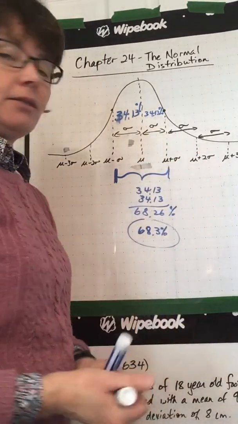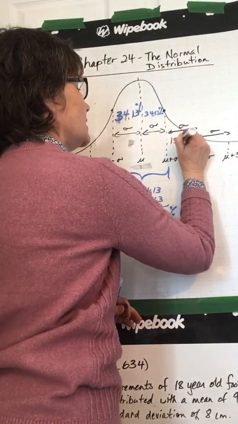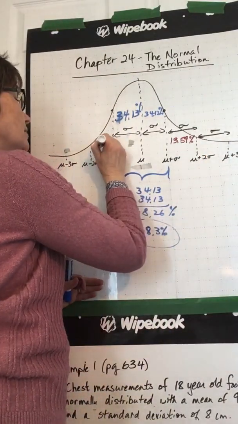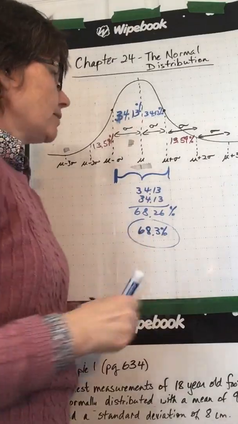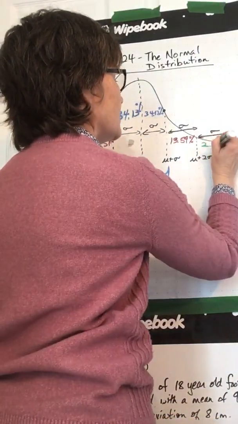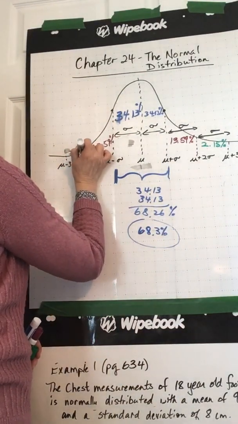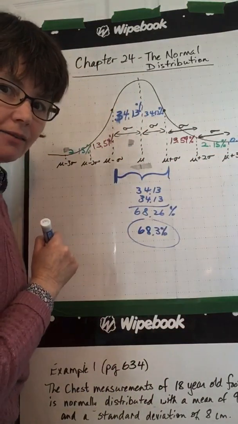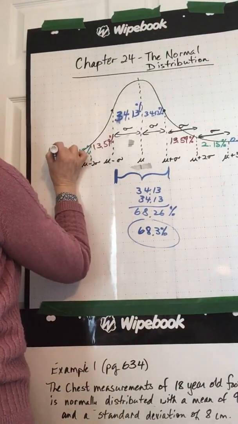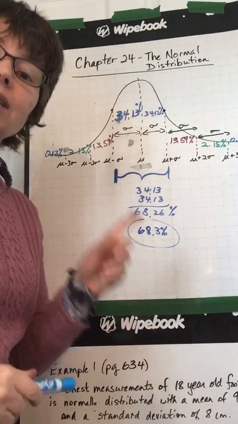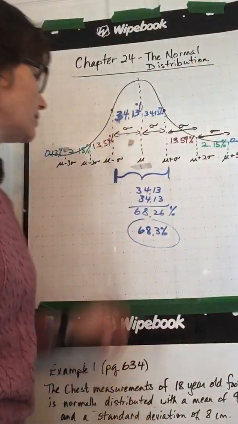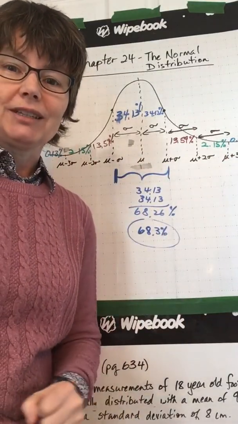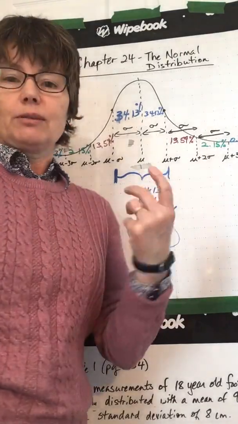All right, the next section out underneath of our curve has 13.59% of the data. And so similarly over here, 13.59% of the data. The next section out has 2.15% of the data. 2.15% of the data also out here. And the last one, 0.13% of the data is beyond that 3 standard deviations to the right, and 0.13% of the data is beyond 3 standard deviations to the left. All of these percentages together should add up to 100%, just like a normal probability distribution. Or if we're dealing in decimals, that would add up to 1.